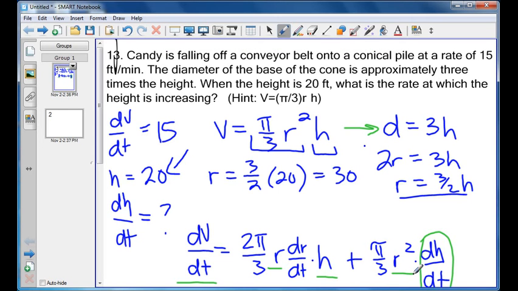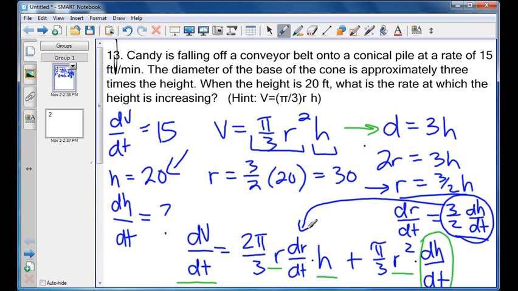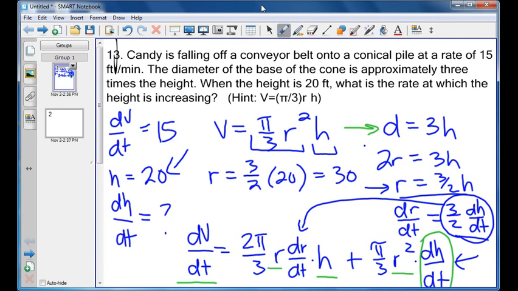But we still need to find dr dt. Well, if you go back to this equation and take the derivative of it, we get dr over dt equals 3 halves dh over dt. So while we're not finding the number that dr dt is equal to, we do have an ability to change it from dr dt to dh dt. So we will take this part and plug it in for dr dt. So while we'll still have a variable, it'll be the same variable we have over here. They'll both be dh dt. At this point, let's plug in all the information we now have.